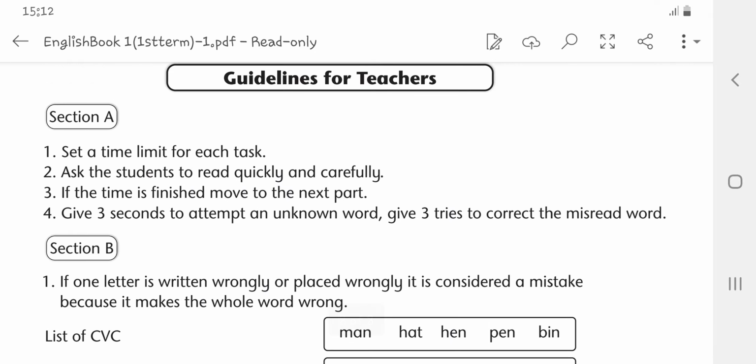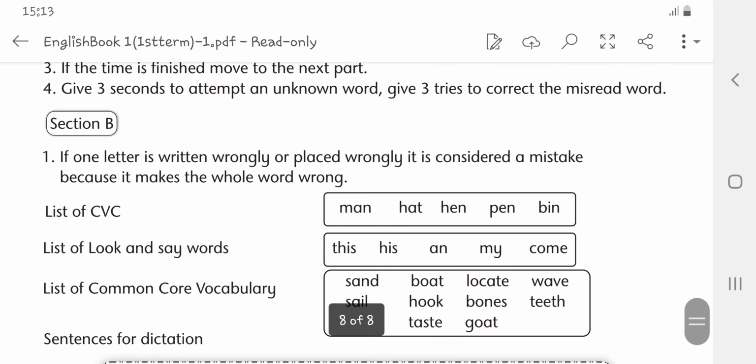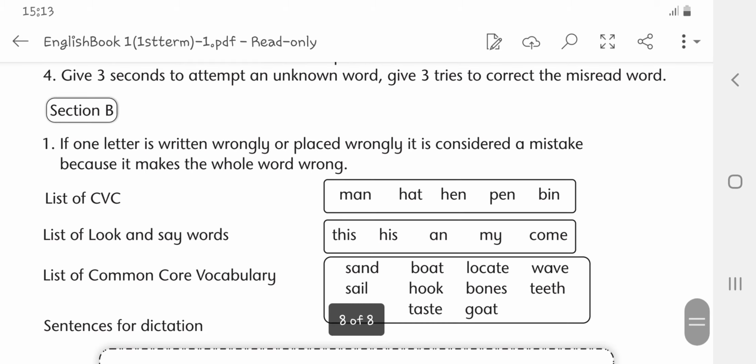For section A, set a time limit for each task. Ask the students to read quickly and carefully. If the time is finished, move on to the next part. Do not just leave students trying for half an hour. It will be very unfair with those who just can do it in 1 or 2 minutes. Give 3 seconds to attempt an unknown word. Give 3 tries to correct the misread word. If they read a word incorrectly, just give them 3 chances.